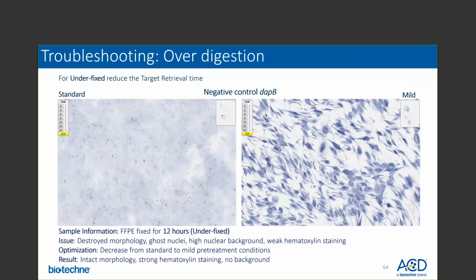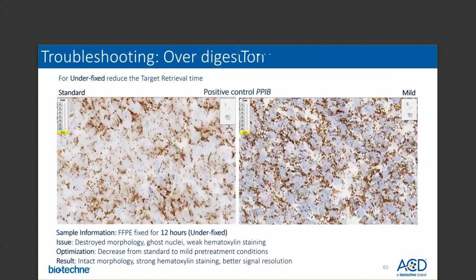Now let's review some troubleshooting examples and the results after performing optimization on these samples. Compared to the previous slide, this image shows tissue that has been underfixed, which led to overdigestion in which the nuclei are now undefined due to suboptimal tissue morphology. Here, milder pretreatment conditions are needed by reducing the target retrieval time, and this will improve the morphology and eliminate background staining with the negative control probe. Similarly, there is better morphology and higher signal resolution with the modified target retrieval time in underfixed sections stained with the control probe PPIB.